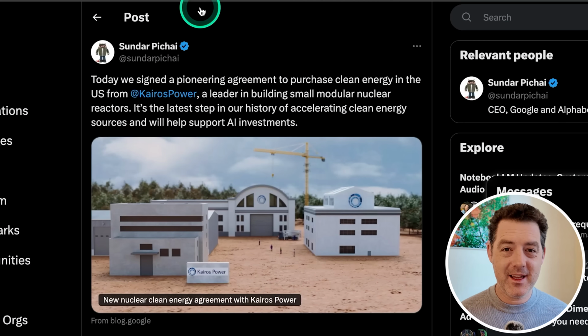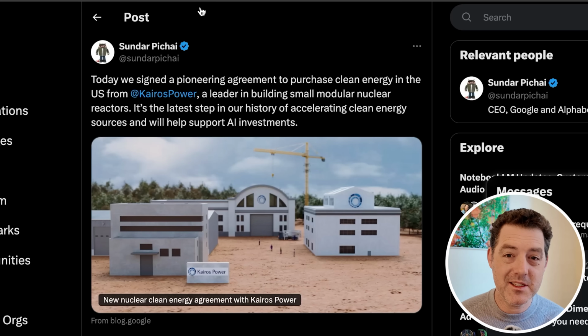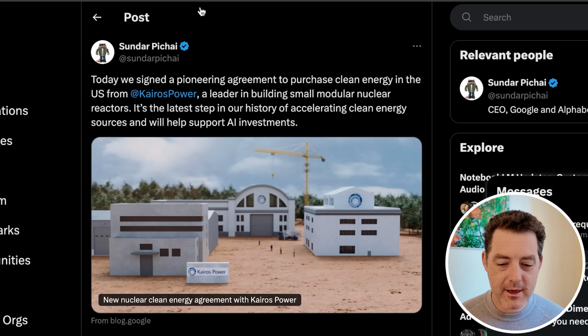Next, Google is getting into nuclear, which is kind of crazy, but also seems to be a requirement if you want to run massive supercomputers at scale. Sundar, the CEO of Google, just announced, "Today we signed a pioneering agreement to purchase clean energy in the US from Kairos Power, a leader in building small, modular nuclear reactors. It's the latest step in our history of accelerating clean energy sources and will help support AI investments."